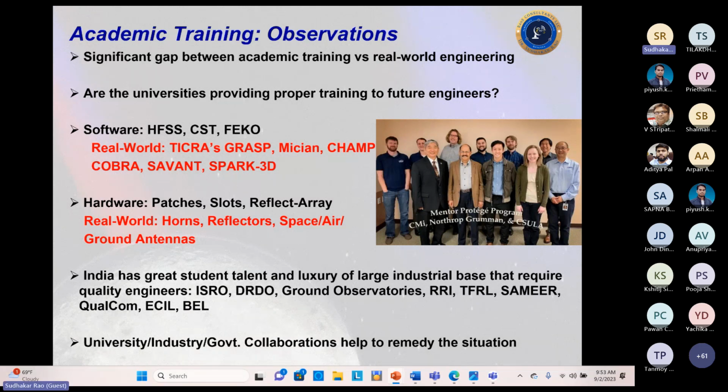India has great talent and the luxury of a large industrial base like ISRO, DRDO. If you talk to ISRO, people basically ask you whether you have reflector experience, whether you can run some codes and design antennas. DRDO, same thing. So Ground Observatory, RRI, Raman Research Labs, TFRL, SAMEER, Qualcomm, ECIL, BEL. All these industries need some experience with other types of software than what you have been using. And sometimes university, industry, government collaboration helps to remedy the situation.